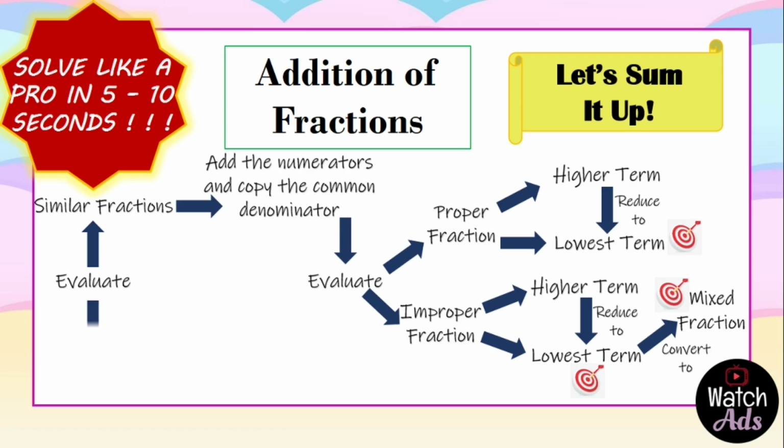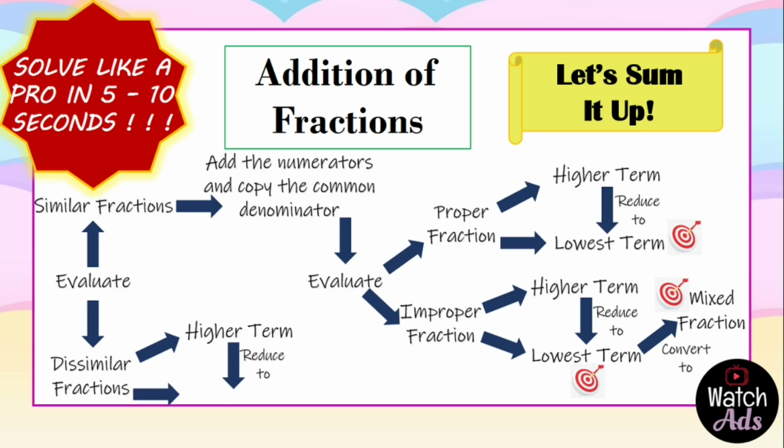Now, what if we have dissimilar fractions? If we have dissimilar fractions, first, check if the fractions are in the lowest term. If it is not, therefore, it is in the higher term, we change it into the lowest term. Then, we do our butterfly method. After doing that, we have our final answer.